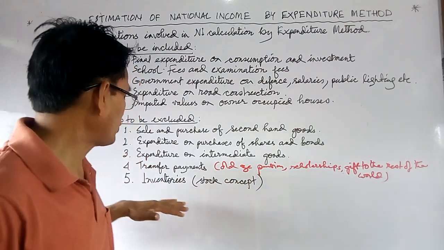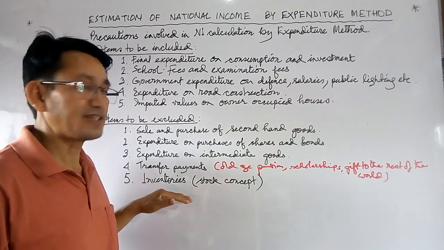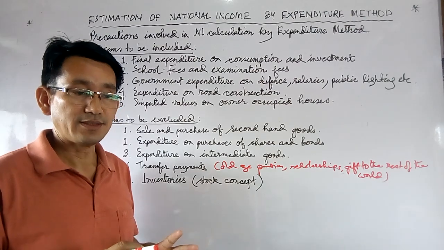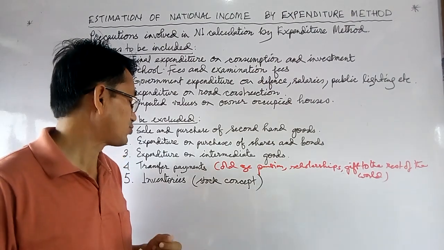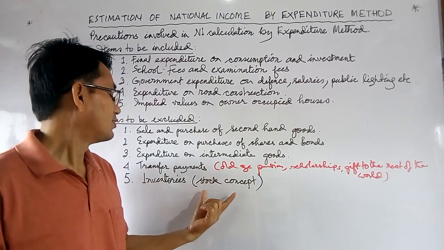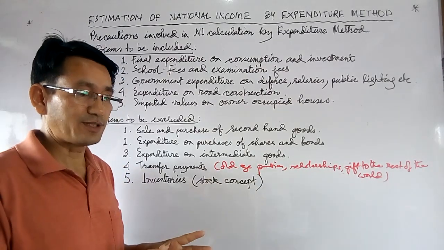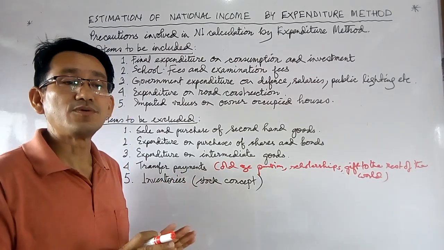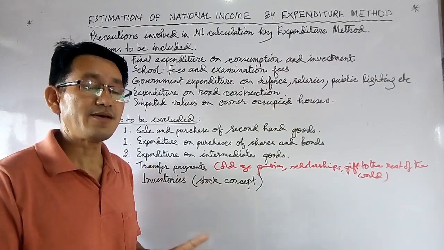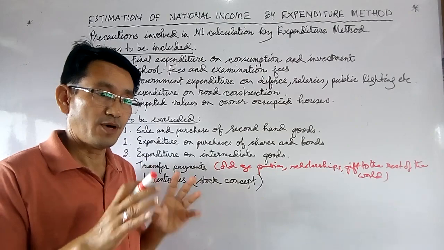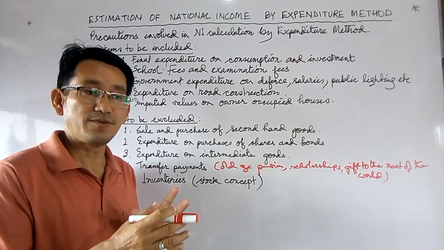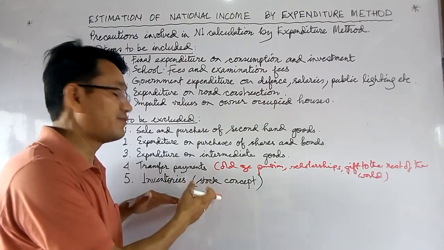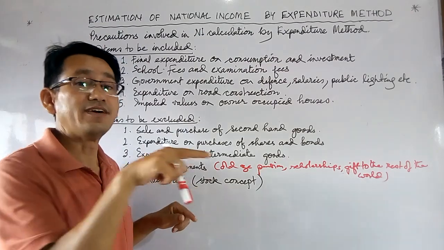Then the last one, the inventories item, that is the capital stock. There is no increase or decrease in the existing capital stock, so we should not include it in the calculation of national income, because it has already been included when it was bought for the first time, in a particular year. The value of these inventories has already been used in the calculation of national income in that very year itself.